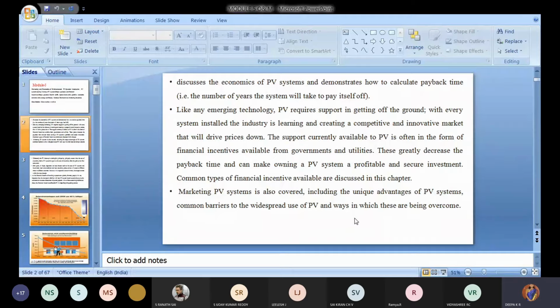That's what they say. Marketing PV system is also covered, including the unique advantages. You have to say this is eco-friendly. If you spend at the initial moment, after 5 years, you're not going to pay an electricity bill. So if you say these kinds of things, they will say, okay, fine.